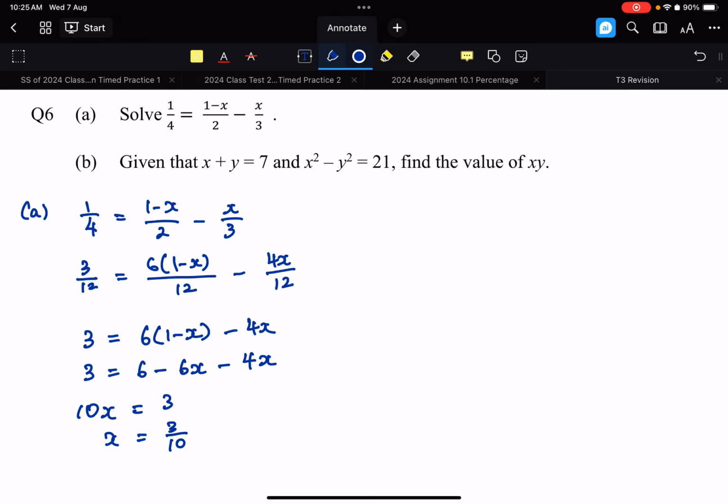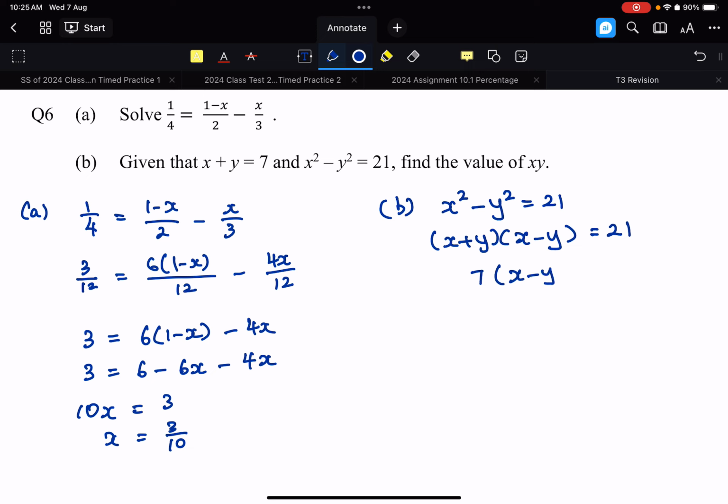There we go. Okay, part B, given that x plus y, well, this one is interesting. This time round we start with the x squared. Let me label it as part B first. We start with x squared minus y squared equals 21, right? So this gives us x plus y, x minus y equals 21. That means x plus y is 7, so 7 times x minus y equals 21. That means x minus y is equal to 3.